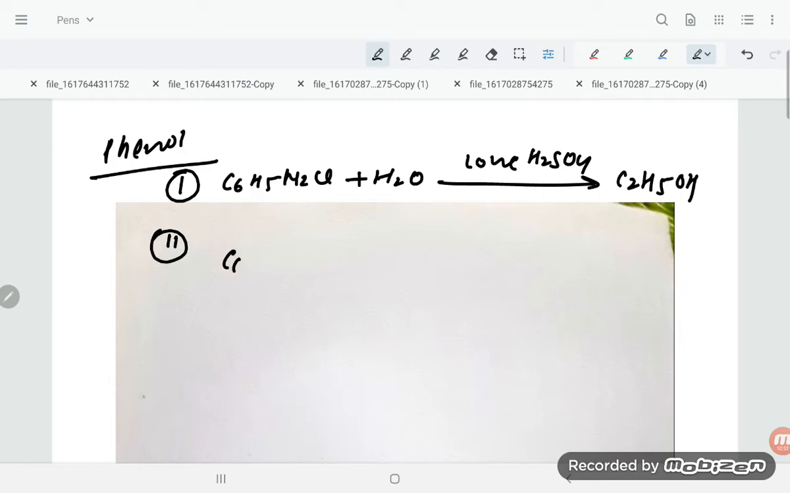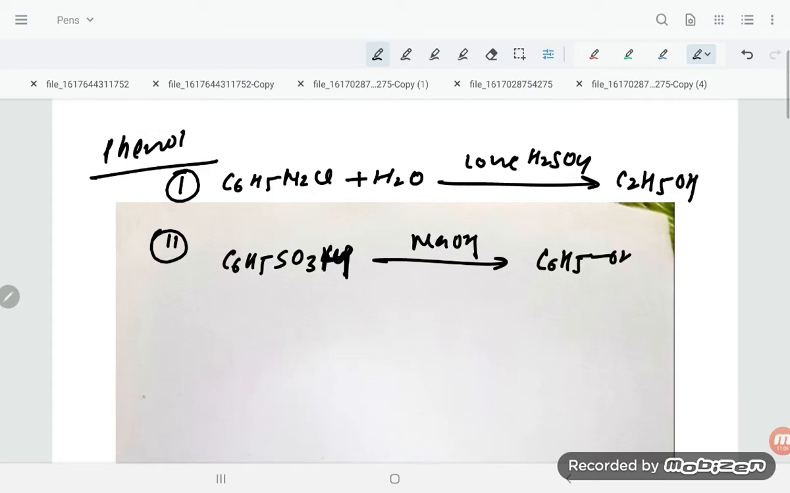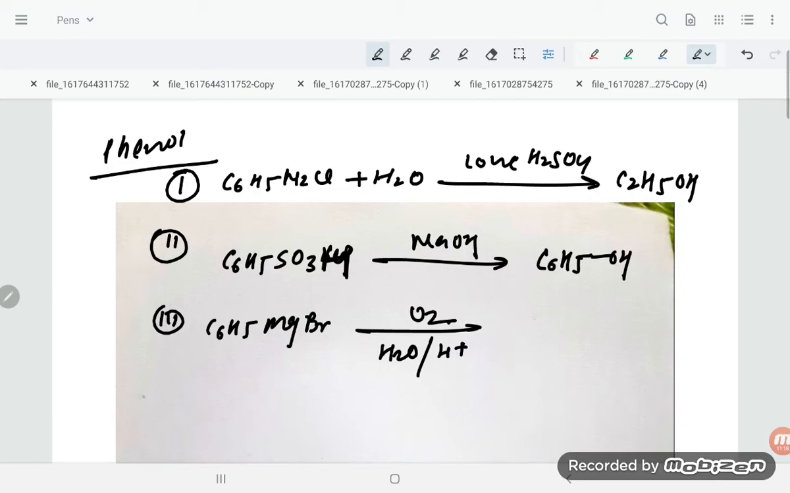If you are having C6H5SO3Na and you are treating it with NaOH, the SO3Na is replaced, so it will directly give C6H5OH. Third, the Grignard reagent: C6H5MgBr, treated with O2 followed by H2O/H+, will give C6H5OH.